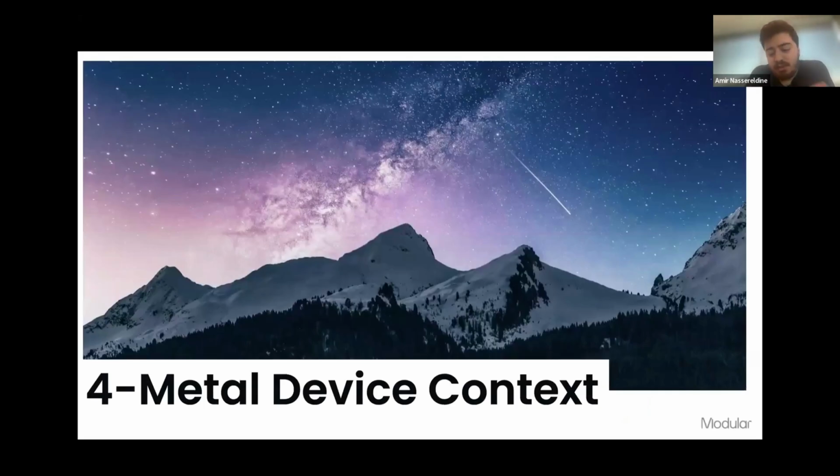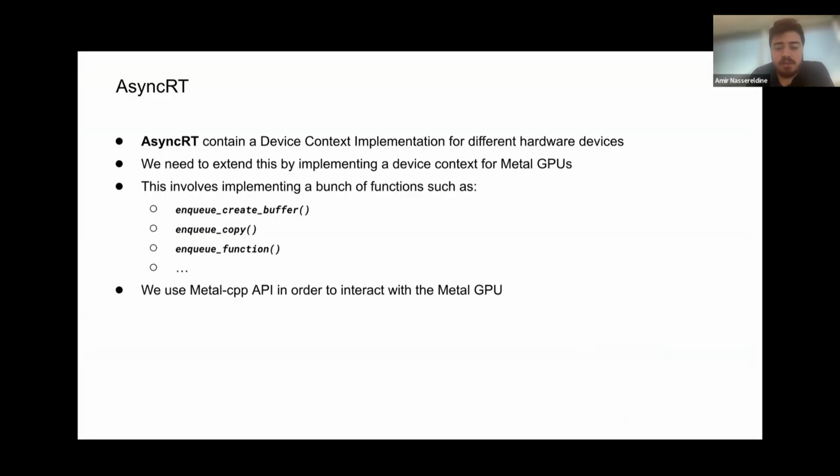And finally, we have the metal device context. It's just the device context, but for Apple. This is the implementation for enqueue create buffer, enqueue copy, or enqueue function. For this, we use Apple's Metal CPP API. Apple has this Metal CPP API, which is open source, and we can use it to interact with the GPU.